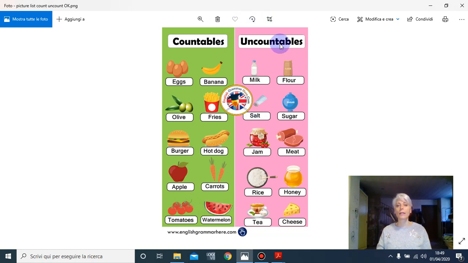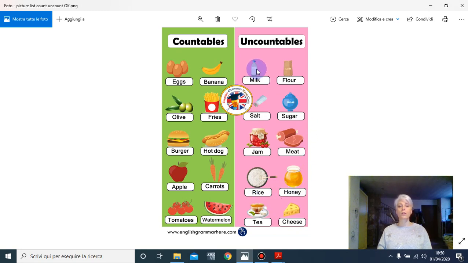Good. Uncountables. We only use the singular is. Affirmative. There is some milk. There is some flour. There is some salt. There is some sugar. There is some jam. There is some meat. There is some rice. There is some honey. There is some tea. And there is some cheese.